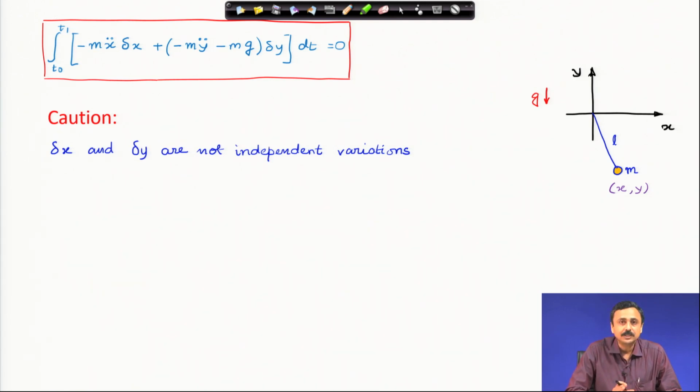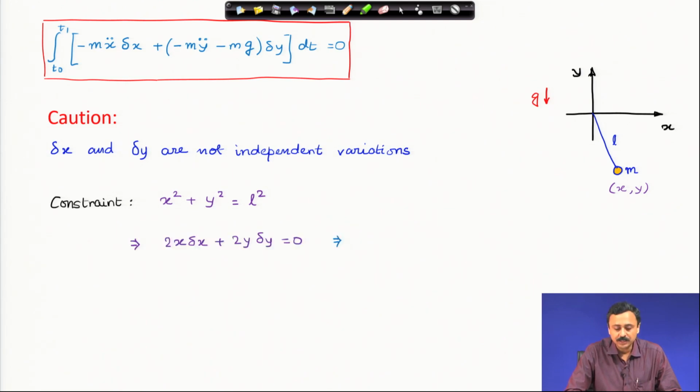We do not have the liberty of saying that delta x and delta y are arbitrary. They are not independent variations, they are not independent virtual displacements, they are connected by the constraint. How are they connected by the constraint? If I take the variation of the constraint, this is what I will get: 2 times x delta x plus 2 times y delta y equal to 0. This is the connection between delta x and delta y, and that comes from our constraint.